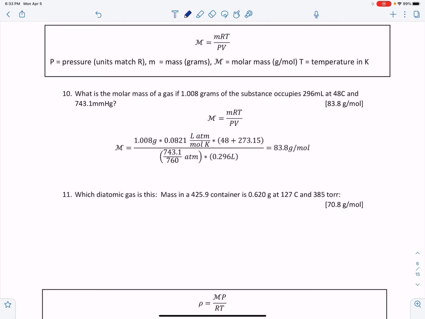So the equation right here might have some parts to it that seem familiar. Notice it has the PV and the RT in it. Well, if you take the PV equals nRT equation, and if you combine it with molar mass, remember that's grams per mole. So if we're going to use little letters for those, grams is a mass and moles are n.